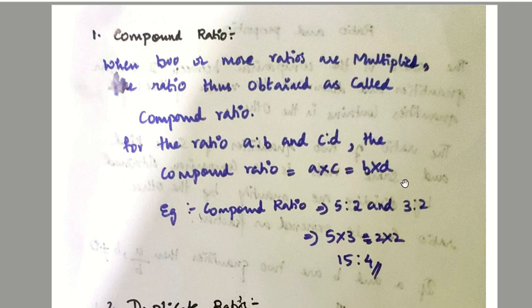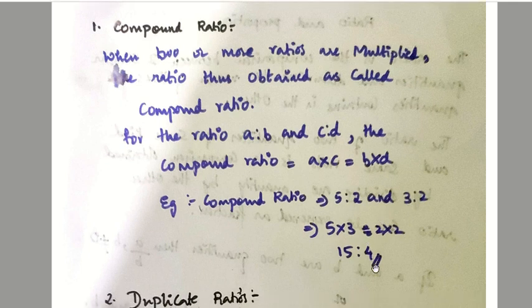That time 5 into 3, that is the antecedent of one ratio into the antecedent of the other ratio, then the consequent of one ratio into the consequent of the other ratio. Meaning, the first term of the first ratio into the first term of the second ratio, and the second term of the first ratio into the second term of the second ratio. So 5 into 3 is 15, 2 into 2 is 4.